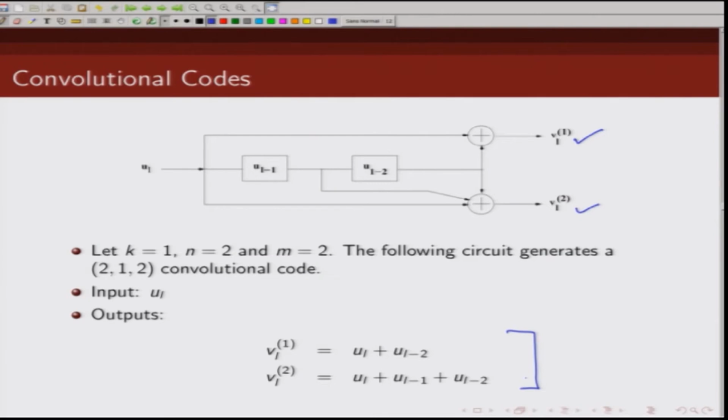Similarly, here basically you can see that in a convolutional code the output depends on past inputs and outputs. Okay. So, that is one of the major differences between convolutional codes and block codes.